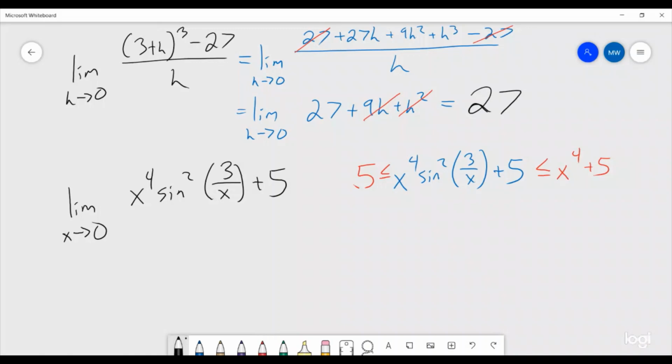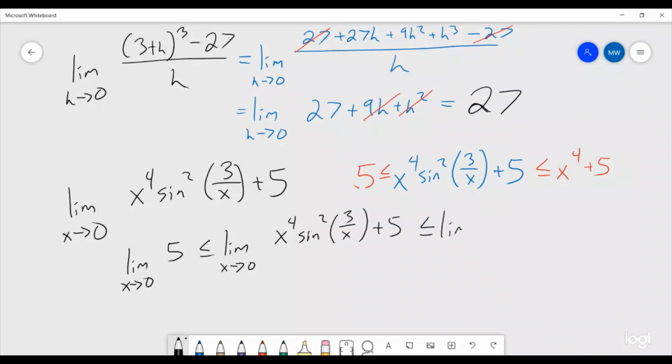So this is going to satisfy the limit as x goes to 0 of 5 is less than or equal to the limit as x goes to 0 of x to the 4th sine squared of 3 over x plus 5, which is less than or equal to the limit as x goes to 0 of x to the 4th plus 5. Both ends go to 5, so this limit is also equal to 5.